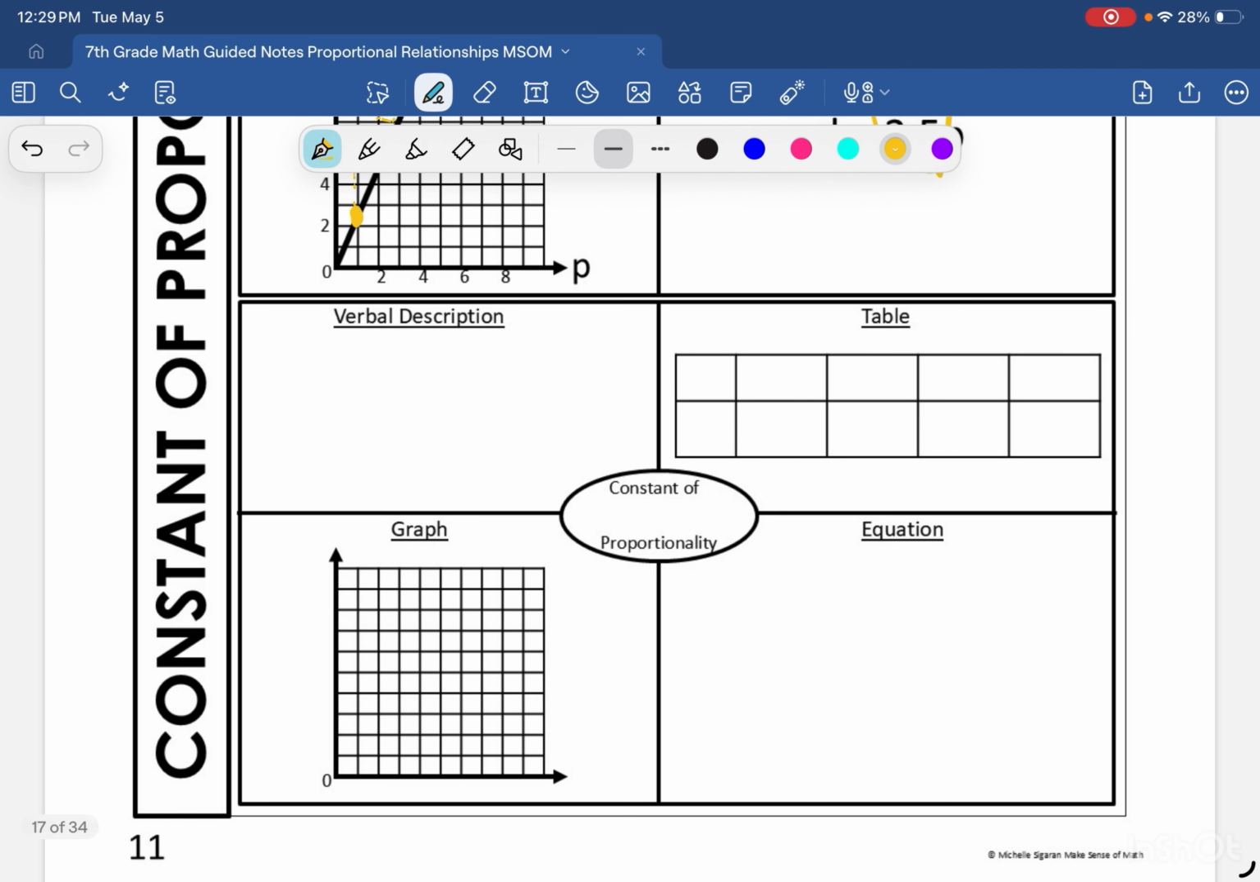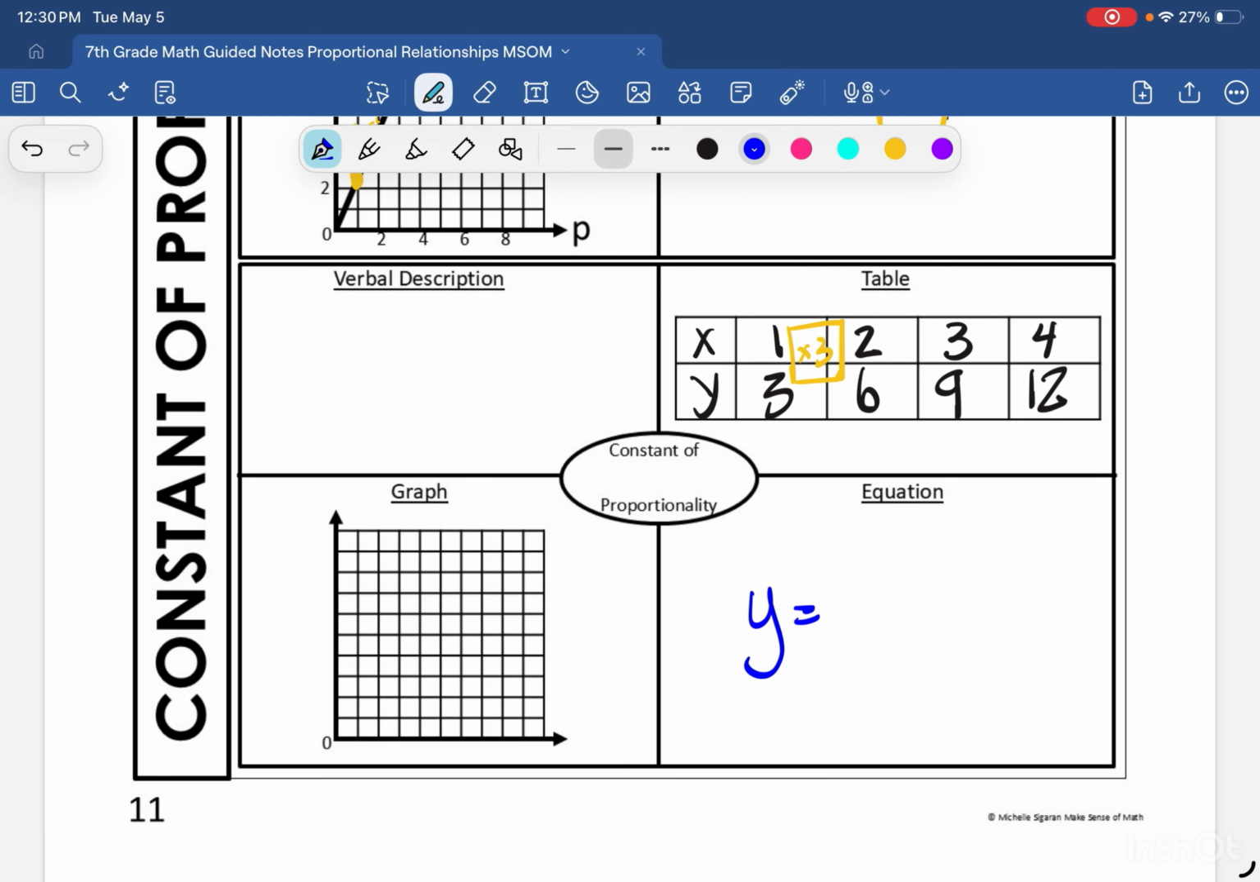I'm going to create my own now. Let's start with my table. I have x, y. Let's just go 1, 2, 3, 4. Now if I multiply each by, let's say, 3, that's going to give me 3, 6, 9, 12. So my constant of proportionality is right here in my table where I'm multiplying them by. So my equation would be y equals my constant of proportionality times x. And in this case, I wrote my constant of proportionality as 3. Let's write that here in the middle.